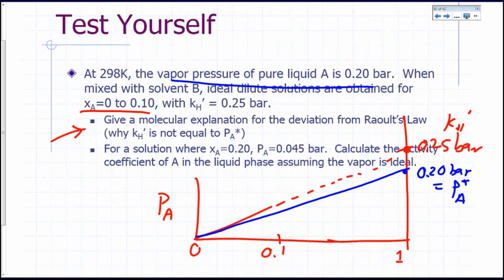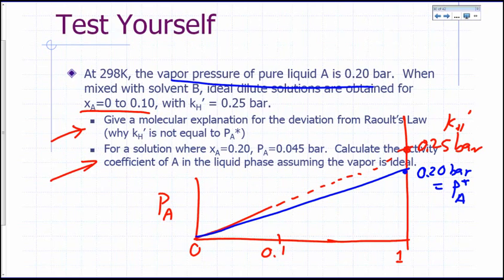The explanation is that molecules of A must not like molecules of B. So they have a greater tendency to escape, so the vapor pressure of A above the solution is higher than what you would expect from Raoult's law. Okay? Now let's look at this second question.